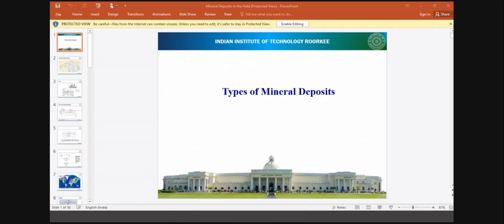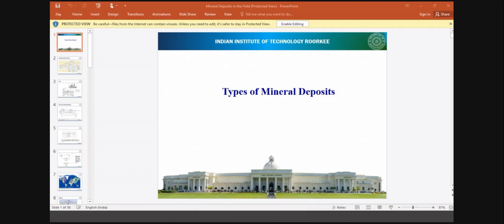And another group is called chemical sediments, like limestones. Have you ever seen limestones? Yes, sir. Pure limestones. They are chemical.